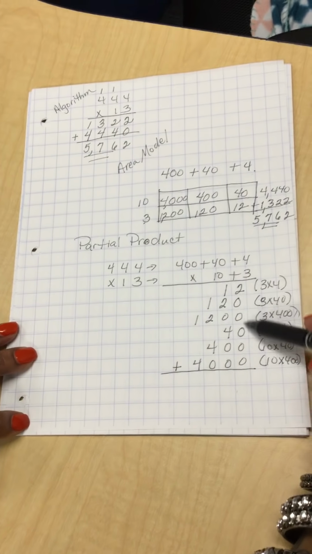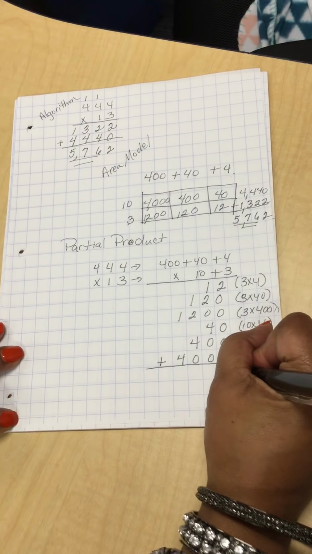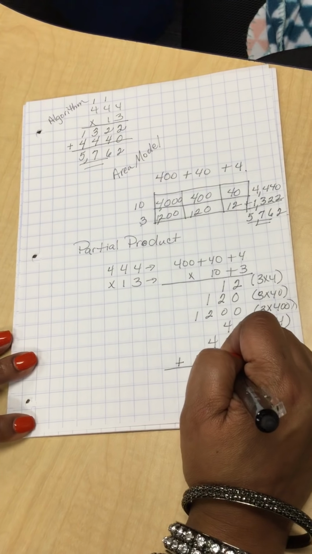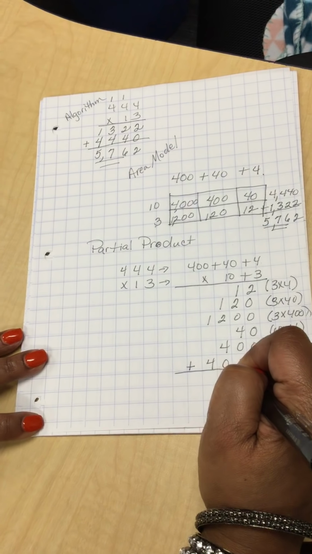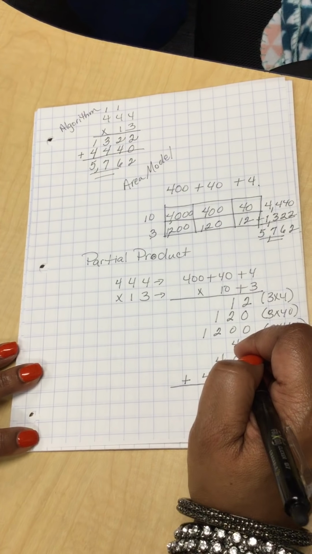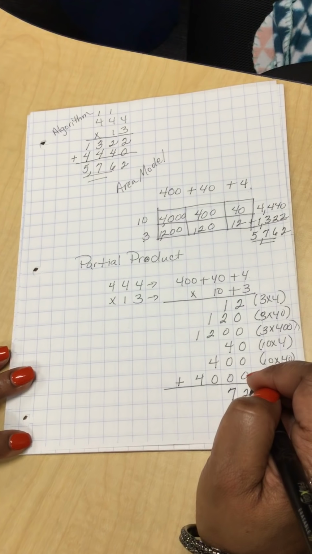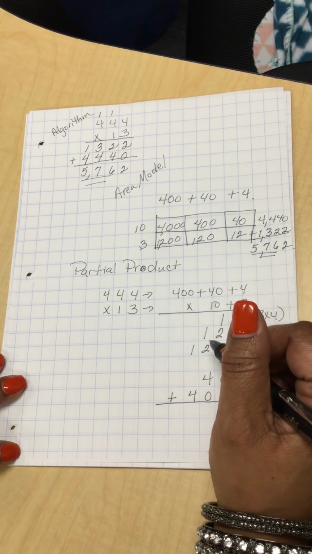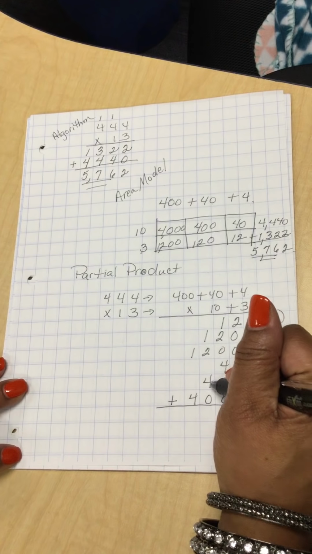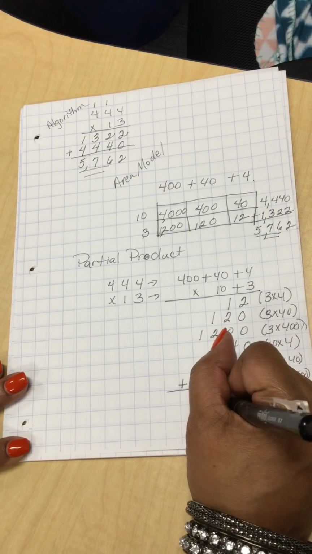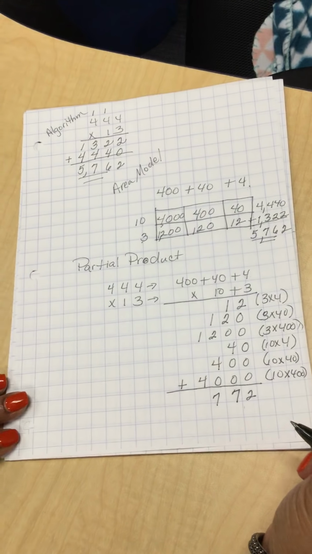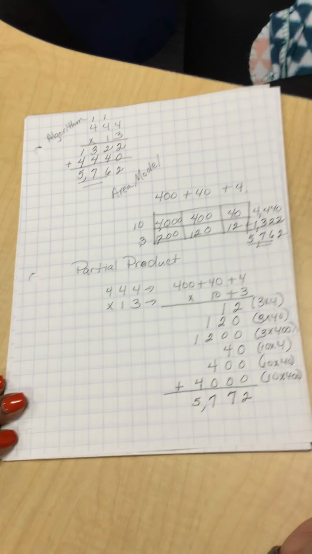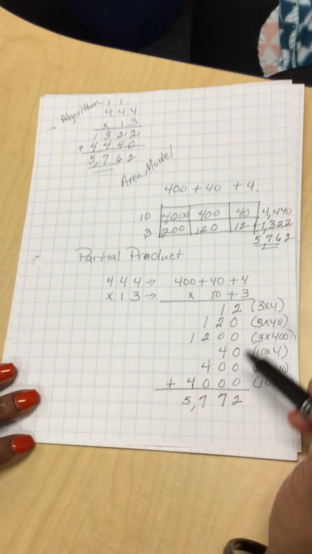I can look in the ones column and see there's nothing there but a 2. In the tens column, there's a 10, a 20, and a 40, and that's 70. And in the hundreds, there's 400, 600, 700. And in the thousands, I have 4,000, 5,000. There's a problem. My tens do not match.